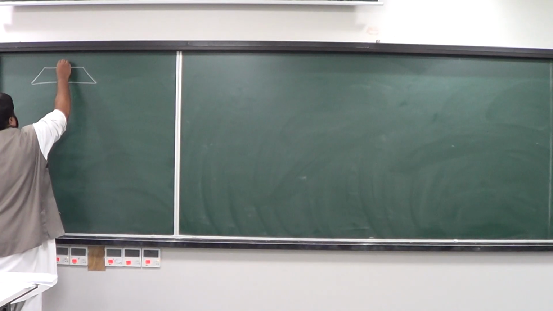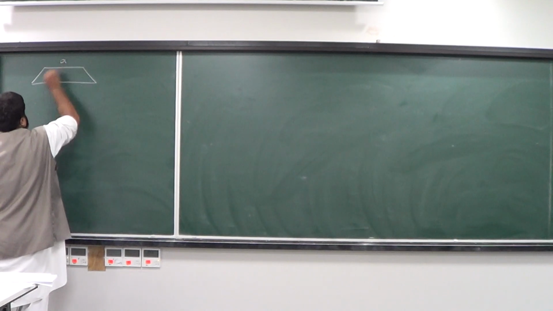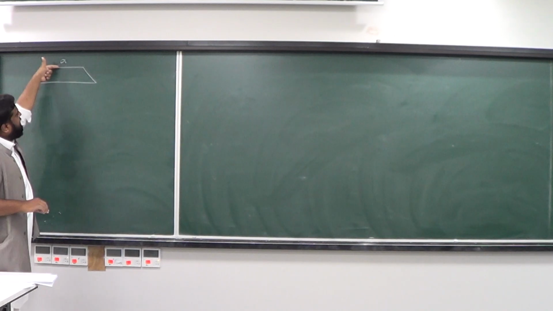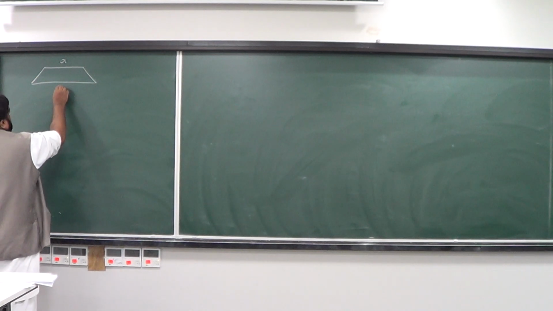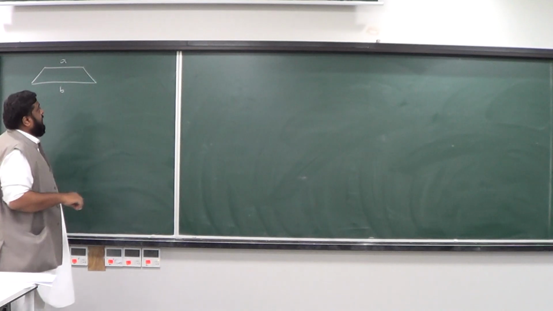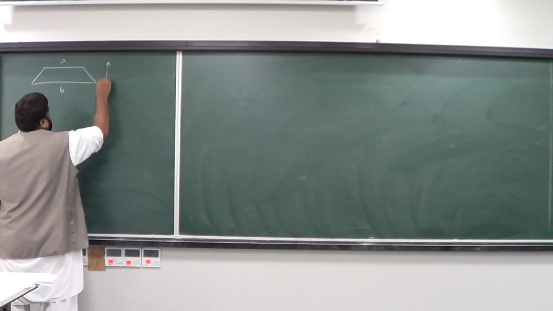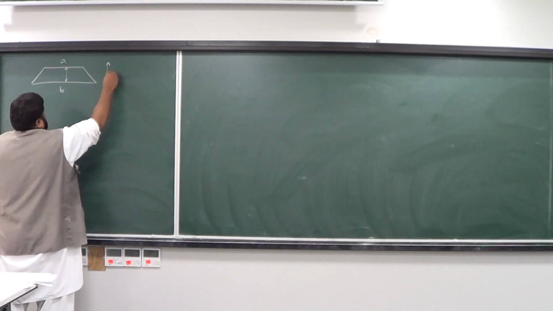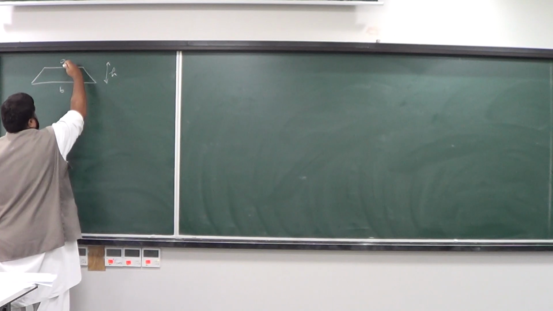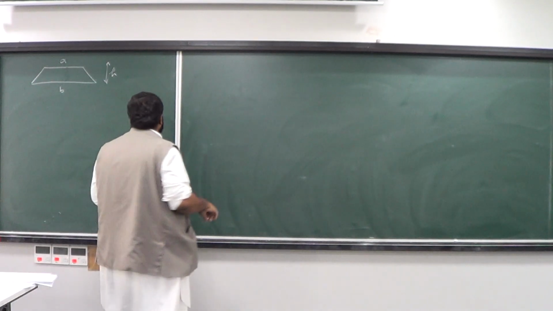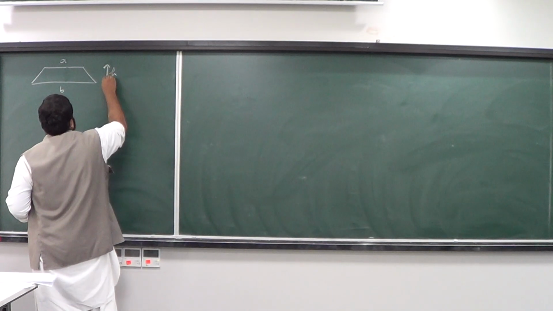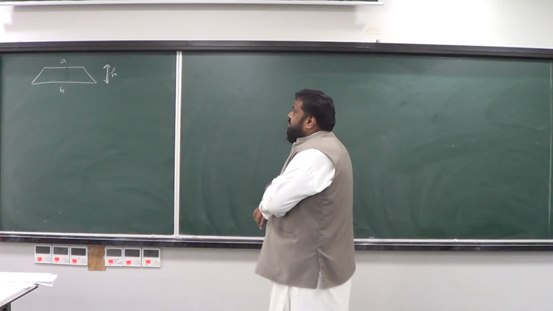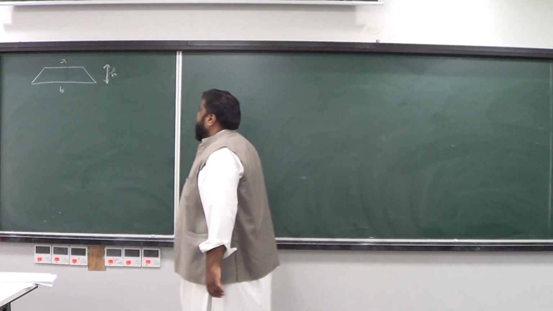Let's say that these two lines are parallel, so the size of the smaller segment is A and the size of the bigger segment, which is parallel to it, is B. And let's assume that this height, in other words the distance between these two lines, is h. The height of the trapezium is h. Now what is the formula for finding the area of the trapezium? Probably you remember the formula, but we can pretty easily derive it.